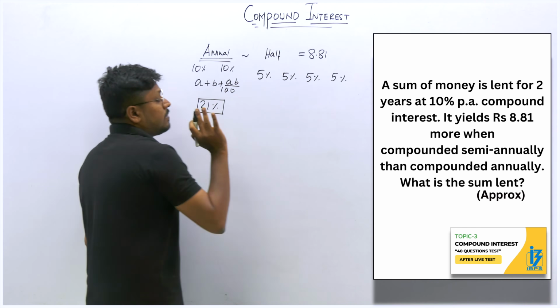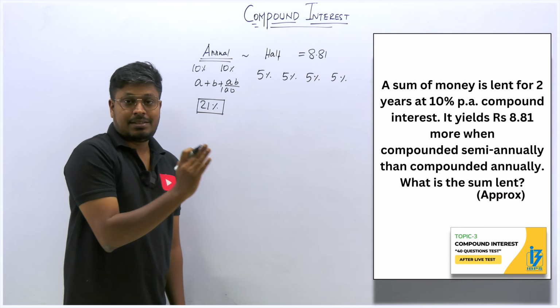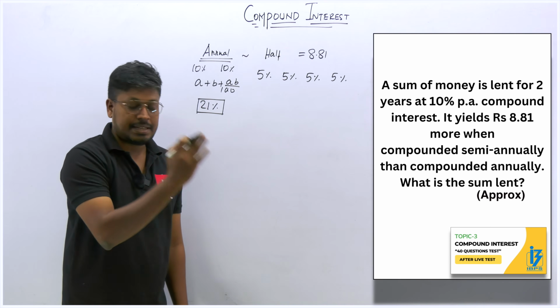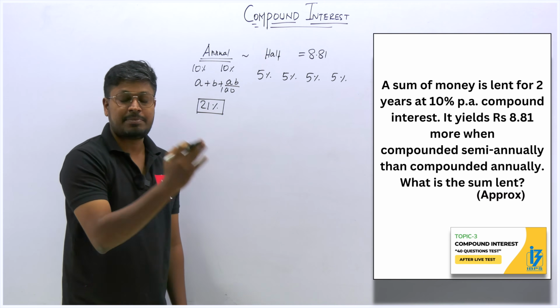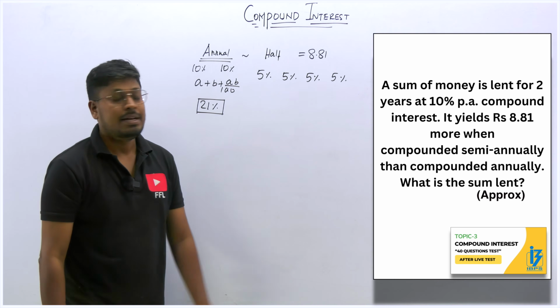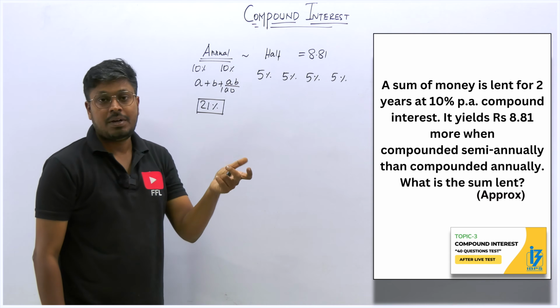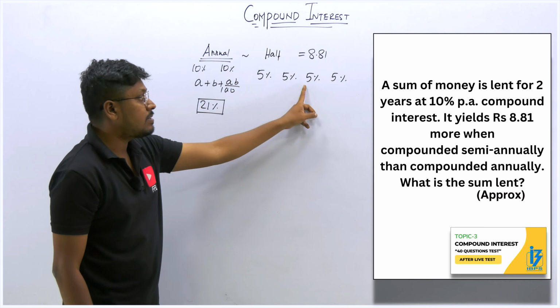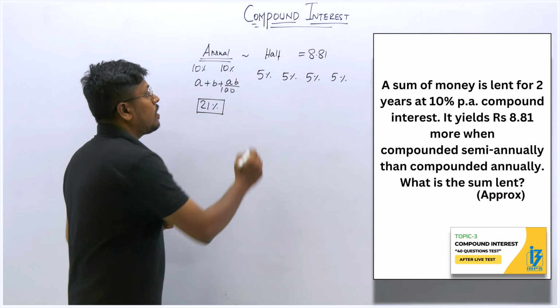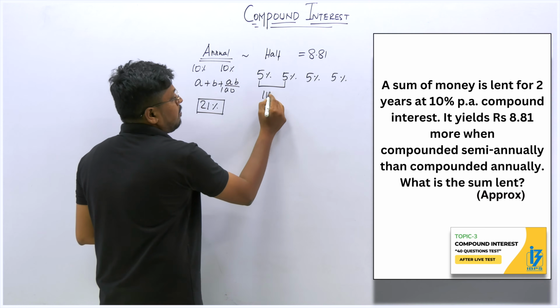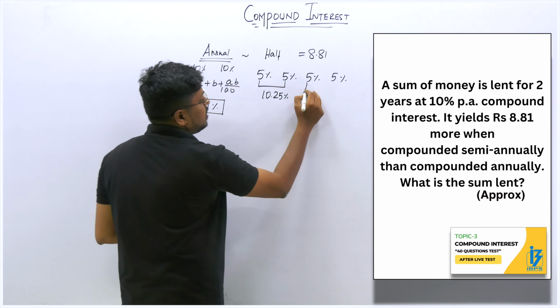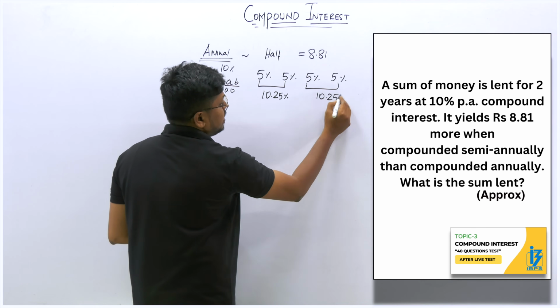So we have split this 2 years into half yearly: 6 months, 6 months, 1 year, another 6 months, another 6 months, so totally 2 years. We have learned this traditional method in my YouTube channel itself, in the third or fourth video. I have explained the traditional method like this, right? So 5, 5, 5, and for these two 5s, 10.25 percentage, and for these two 5s it will be 10.25 percentage. Yes or no, right?